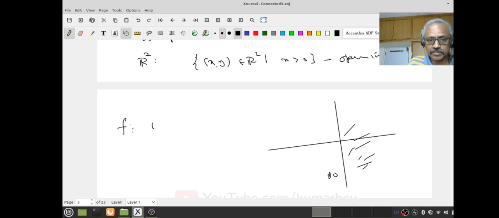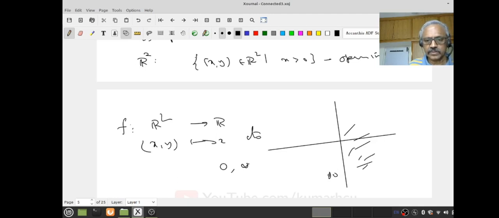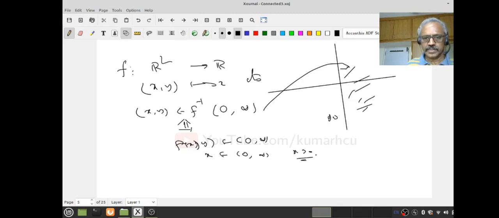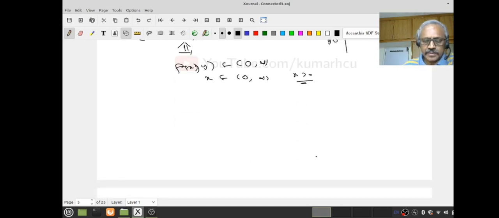Let us look at the function from R2 to R, (x,y) going to x. This is continuous, right? And let's look at the set (0, infinity) as a subset of R. Look at F inverse: this is precisely this set, because all the x coordinates must be positive. This means (x,y) belongs to this if and only if F of (x,y) is in (0, infinity), that is, x is positive. Okay, so therefore that's open.